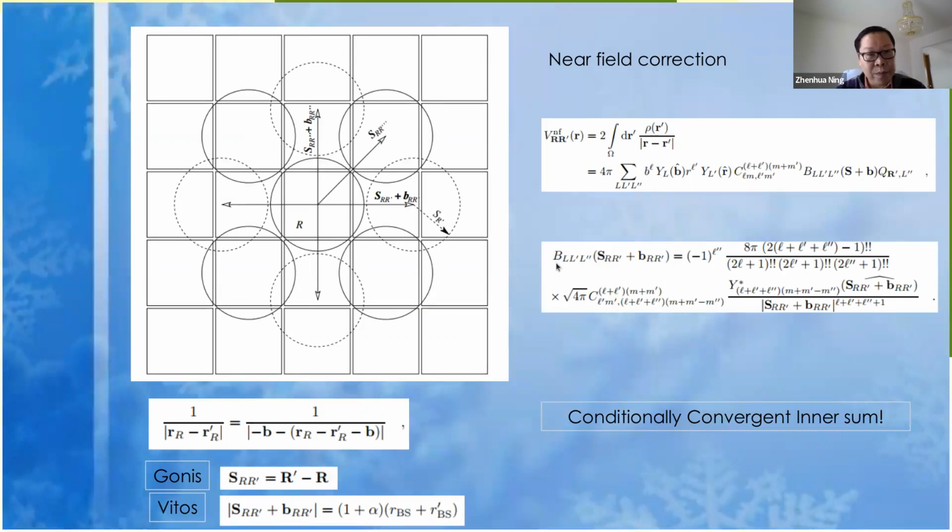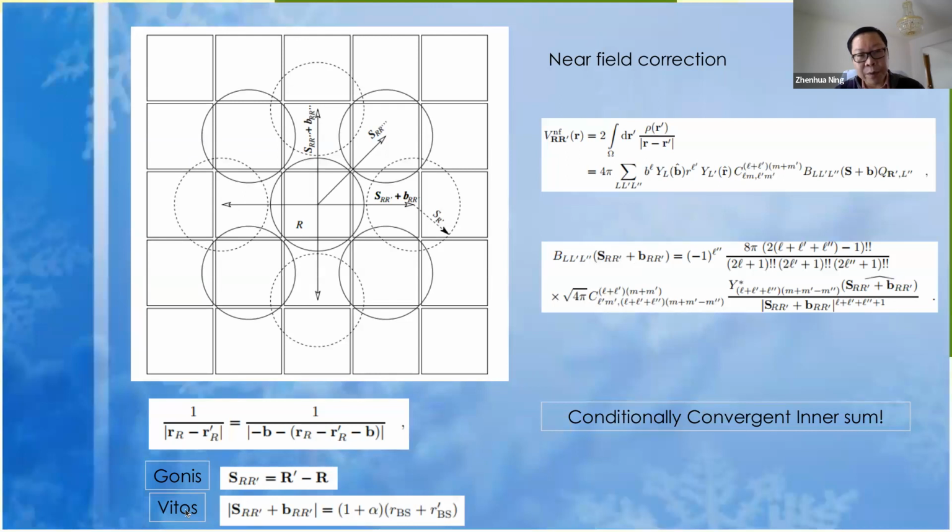Gornish proposed that the near field correction term can be derived by adding a B vector to the denominator and removing it. Then by some manipulation, they obtain the near field correction by these two equations. This equation is highly sensitive to the B vector, the pickup of the B vectors. Gornish proposed that the B vector can be chosen to be the R R prime direction.